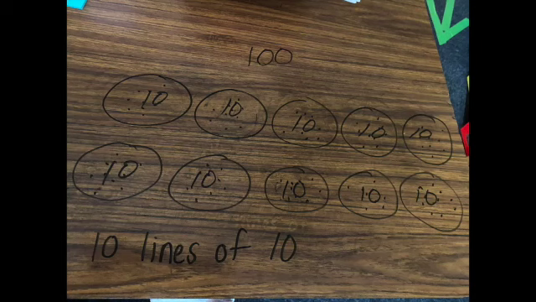For the last way, remember it said in the book 10 lines of 10. So what do I do? I make 10 groups and I put 10 in each group. What would be a number sentence that I could use? An addition number sentence. What do you think? Think about how many groups I have and then what number is in each group.